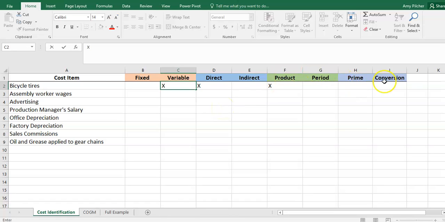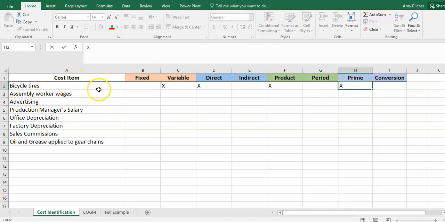Then the last thing we're going to look at is whether it's a prime or conversion cost. If you remember from the slides for class, prime costs are direct materials and direct labor. Conversion costs are overhead and direct labor. Overhead is our indirect cost. Everything that becomes an indirect cost goes over into overhead, which ends up in conversion. We've already determined that bicycle tires are a direct material, which makes them a prime cost.